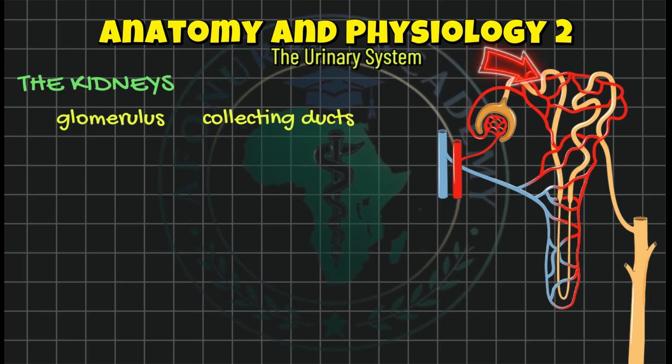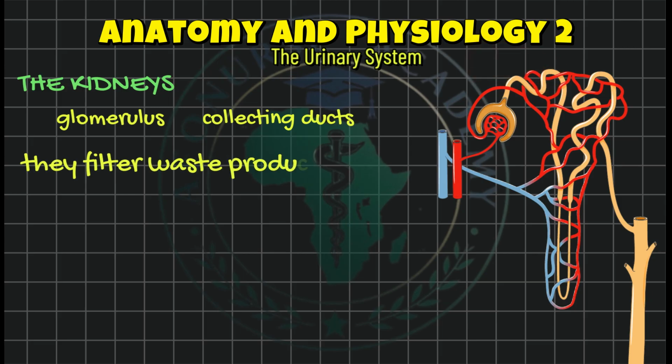The kidneys have three major functions, and you need to know all three. First, they filter waste products from the blood. Things like urea, which comes from protein breakdown, creatinine from muscle metabolism, and uric acid from nucleic acid breakdown. These waste products would be toxic if they built up in your body, so the kidneys remove them.